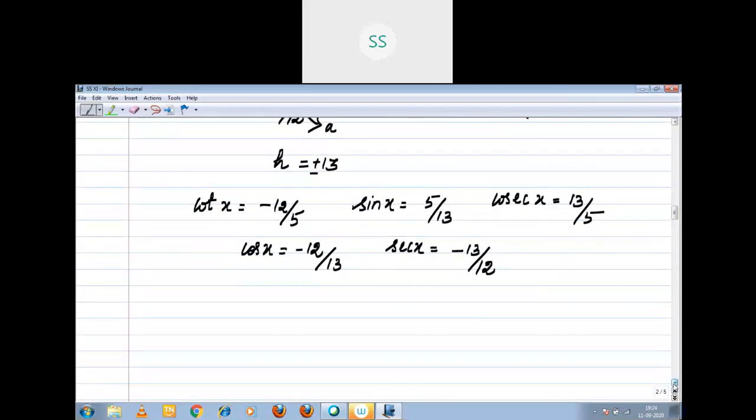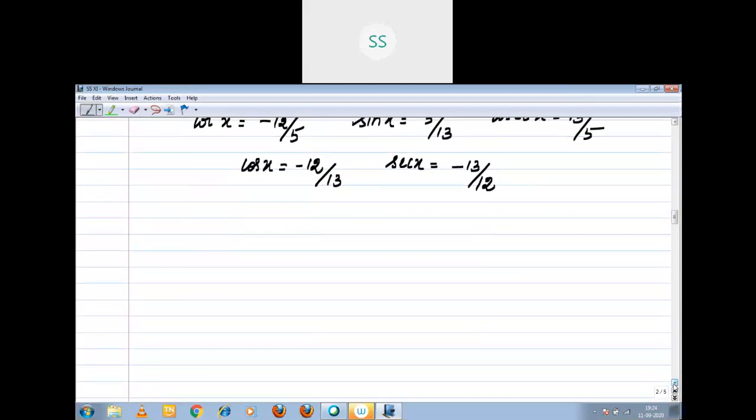The quadrant concept: All Silver Teacups. In the first quadrant, all the trigonometry functions are positive. In the second quadrant, sin and cosecant alone are positive. In the third quadrant, tan and cot alone are positive. In the fourth quadrant, secant and cos alone are positive. Right? Now, we are going to enter into finding the values of trigonometric functions. Here also you are using the quadrant concept only.